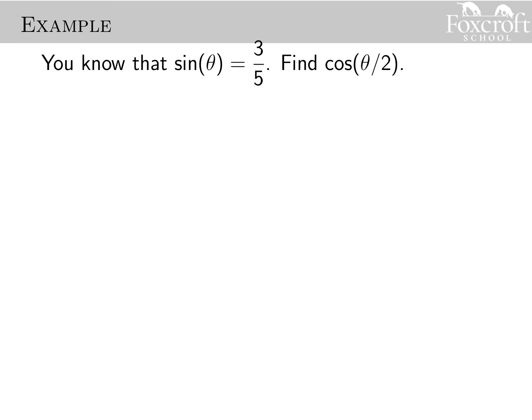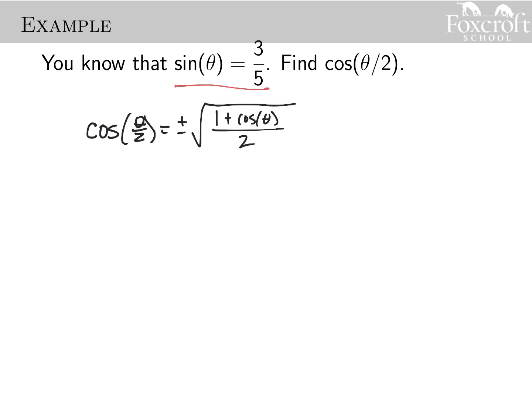You know that sine of theta equals 3 over 5. Find cosine of theta over 2. We know every single time we want to find cosine of some half angle, we have to use this formula, 1 plus cosine of theta all over 2. So we have to plug in the cosine of the angle, and we don't have that yet.